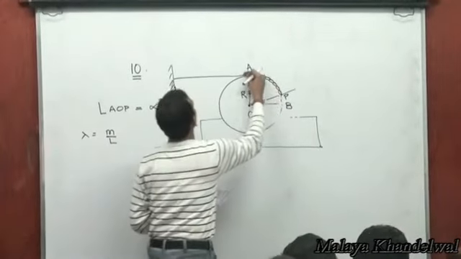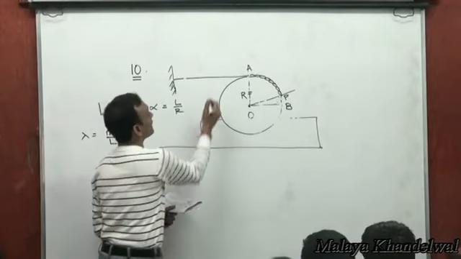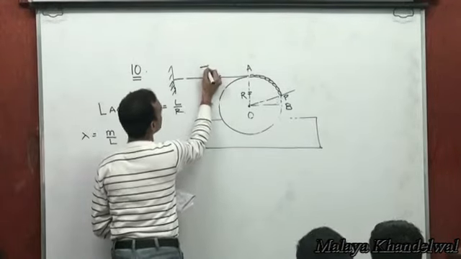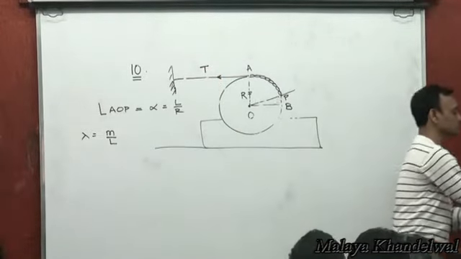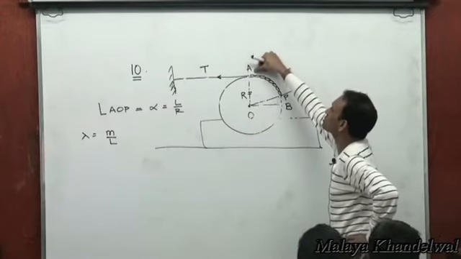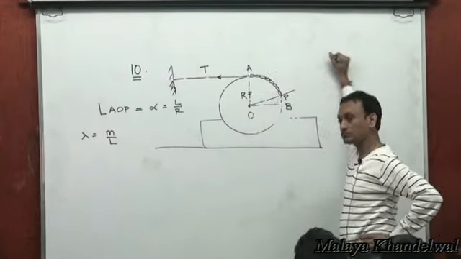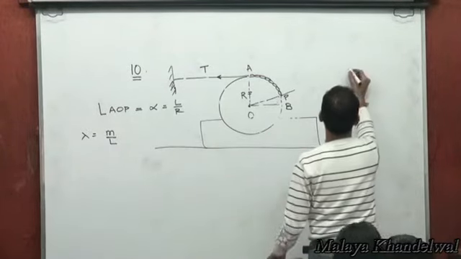here, connected with a string to the wall. I want to be able to find the tension in the thread. Look, as far as this chain is concerned, there are three forces acting on it. There are three forces acting on this chain.